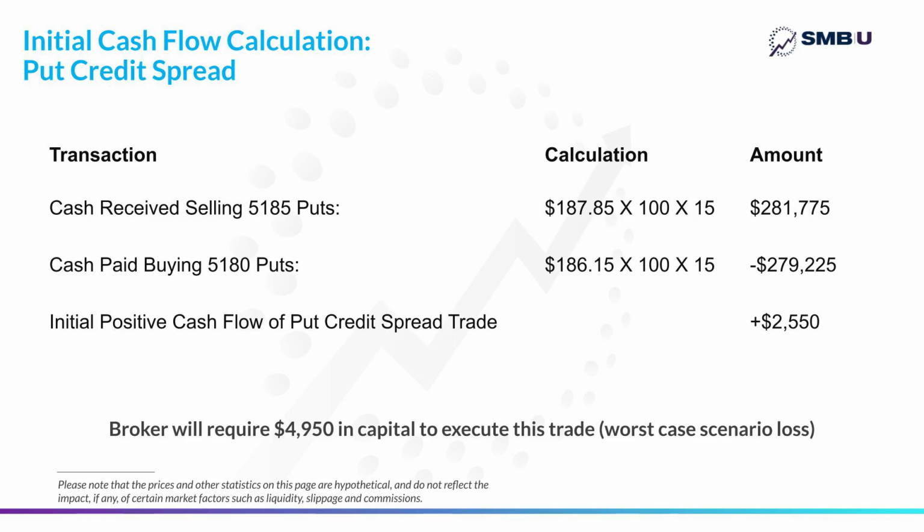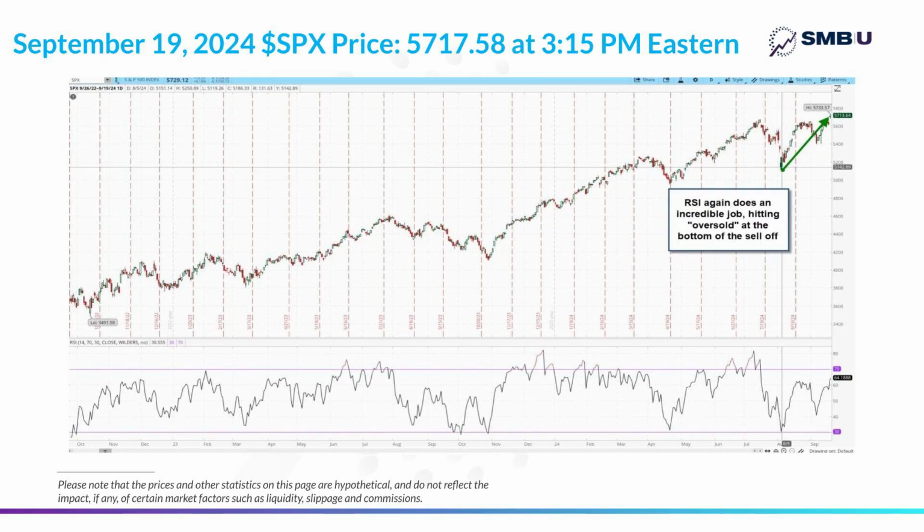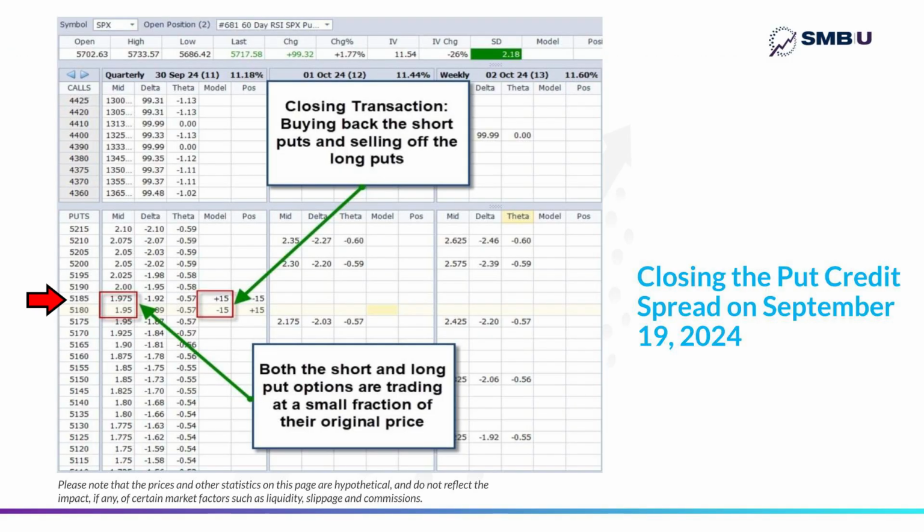And while at the time of our shooting this video, the trade has not actually yet expired, we can nonetheless show you where we are on the trade. And because as you can see, the index had bounced hugely since August 5th, rallying more than 500 points by 3:15 in the afternoon on September 19th, only 11 days before these options expire, it should be no surprise that the put options are now worth a tiny fraction of what they were originally, with the 51.85s trading at 198 and the 51.80s trading at 195.